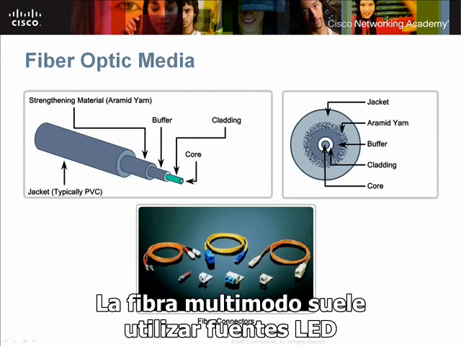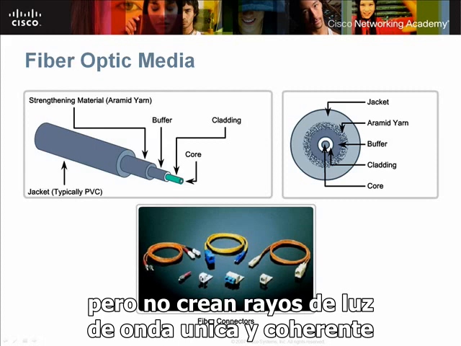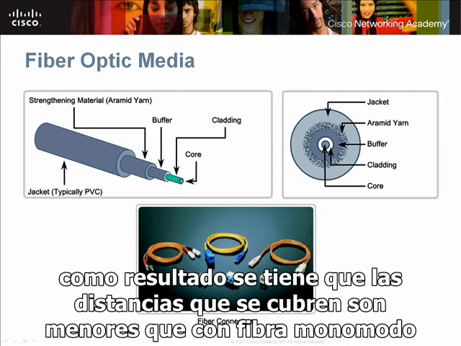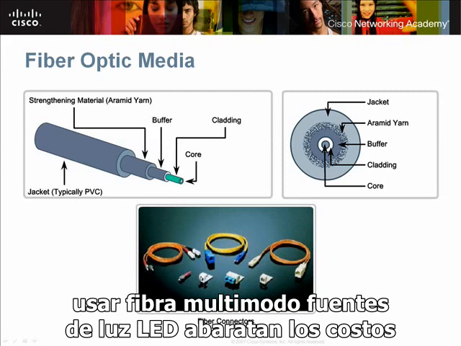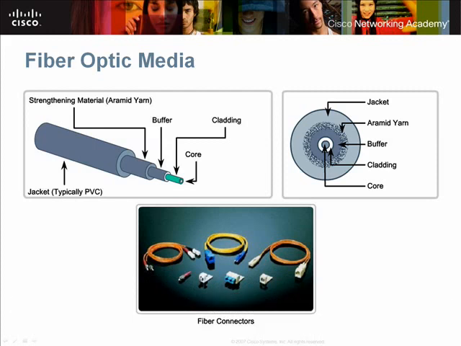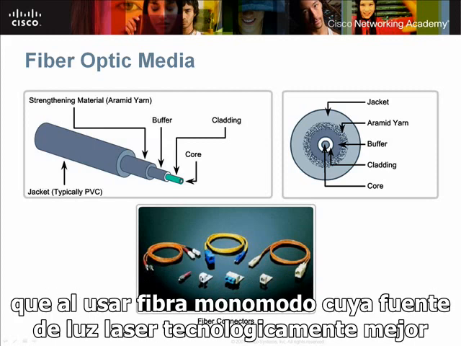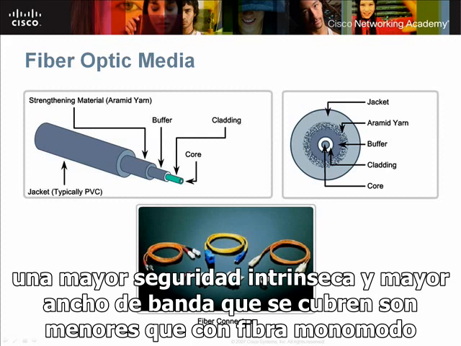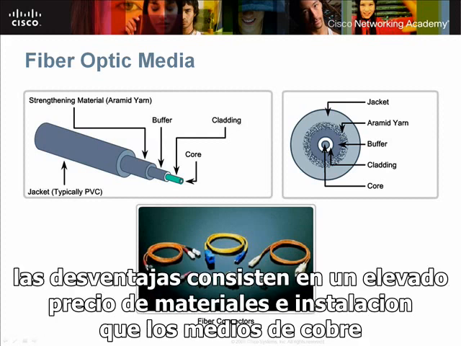Multimode fiber typically uses LED emitters that do not create a single coherent light wave. Instead, light from an LED enters the multimode fiber at different angles and results in shorter cable runs than with single mode fiber. Multimode fiber and the LED light source used with it are cheaper than single mode fiber and its laser-based emitter technology. Advantages of fiber include longer cable runs, more inherent security, and more available bandwidth than copper. Disadvantages include higher material and installation price than copper.